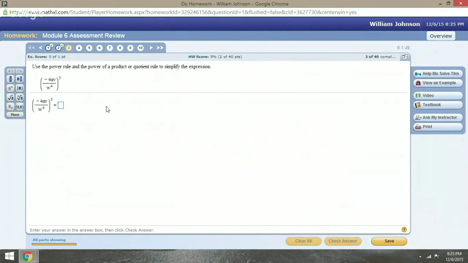Okay, so the next one is 4uv. You're looking for the power rule of a product or quotient to simplify. This one is going to be, because the powers are inside the brackets. When you have brackets and a power outside, this is where you are multiplying or dividing the powers, not adding or subtracting them.